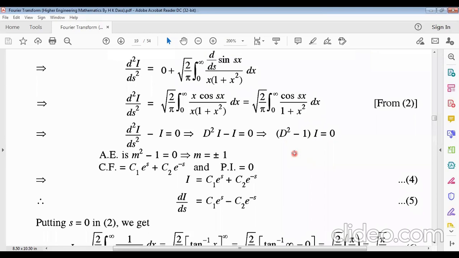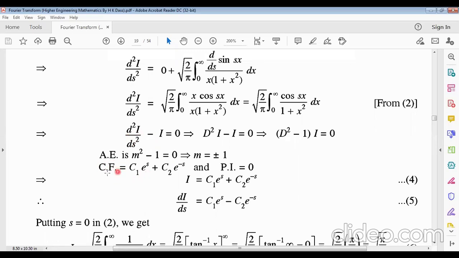Now for the auxiliary equation, we have to use the constant coefficient method, which we already know. If y equals e to the power mx is the trial solution, the auxiliary equation will be m square minus 1, so the roots will be m equals plus minus 1. The complementary function will be C1 e to the power 1 into s plus C2 e to the power minus 1 into s, because s is the independent variable, since differentiation is with respect to s.